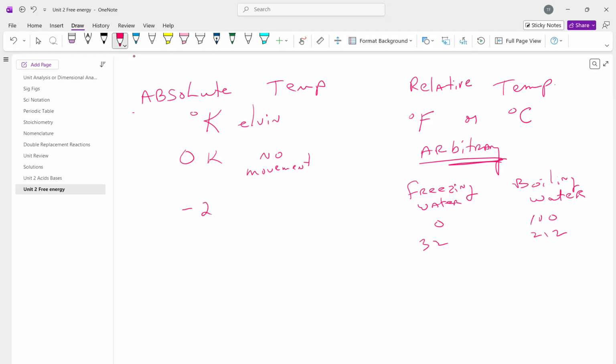Which is minus 273 C. To get to absolute zero, it takes a horrendous amount of energy to do that. Okay, so all the considerations under free energy and gas laws use Kelvin. So that is C plus 273.